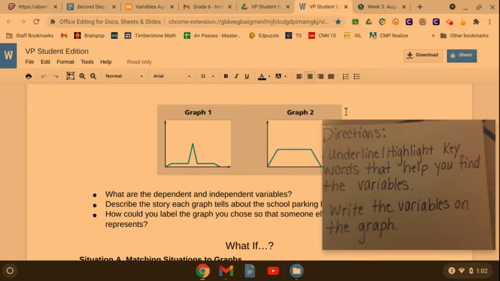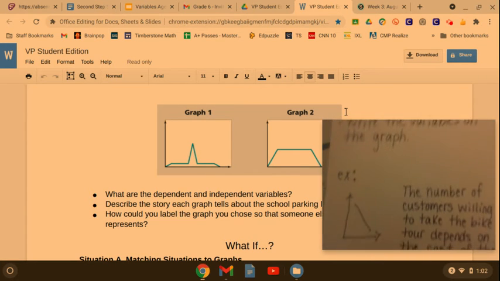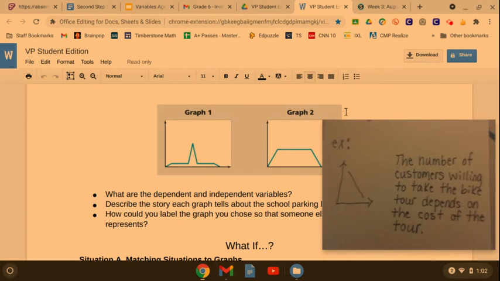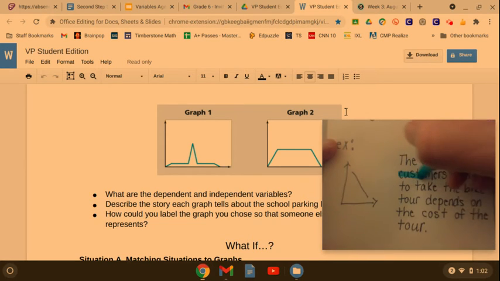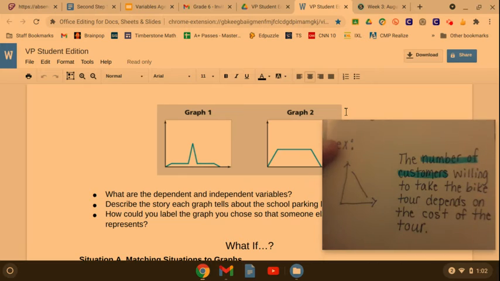I want you to be able to think about what we did yesterday, where we talked about the number of customers willing to take the bike tour. And we said the number of customers willing to take the bike tour depends on the cost of the tour. So we said that if we have number of customers, and this is what I would want you to be able to do, is highlight number of customers, because that's one thing we're talking about, one variable.